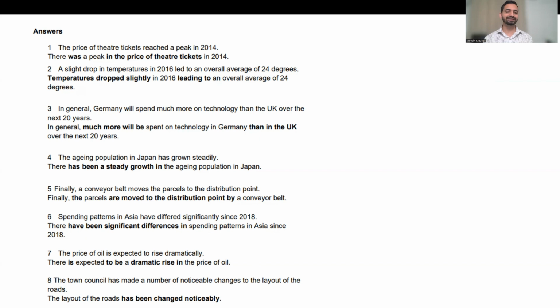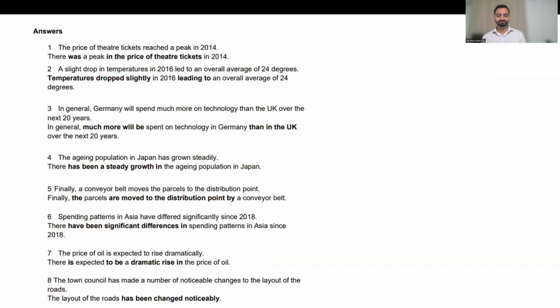The price of oil is expected to rise dramatically. There is expected to be a dramatic rise in the price of oil. The town council has made a number of noticeable changes to the layout of the roads. The layout of the roads has been changed noticeably. All right. So it's a mix of changing the structures from verb plus adverb to adjective and noun and active passive.